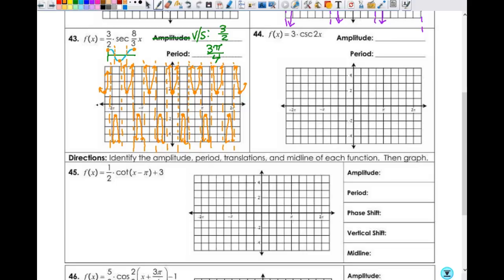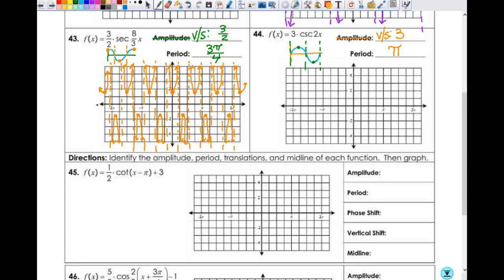Then I'm going to move on to cosecant. Cosecant, here again, there really is no amplitude, but I have a vertical stretch of 3. The period here is going to be pi. And I am going to sketch in my sine parent function, because for this one, here are my asymptotes, right? And then these are points that the graphs share.